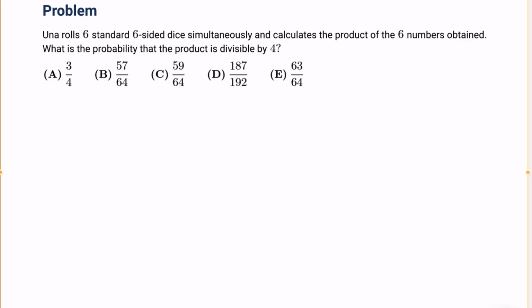The problem states: Una rolls 6 standard 6-sided dice simultaneously and calculates the product of the 6 numbers obtained. What is the probability that the product is divisible by 4?